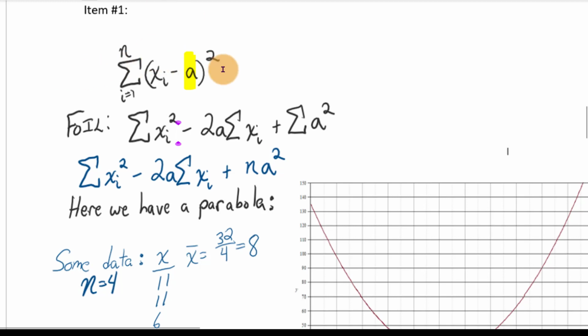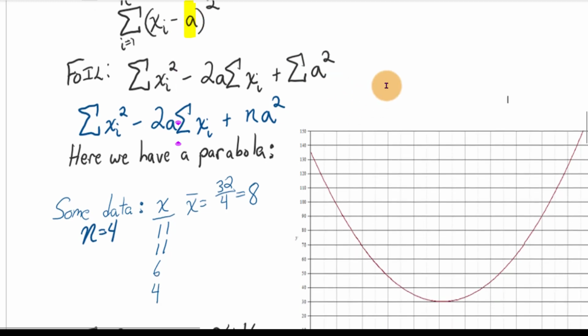So if we take this squared term here and we use the FOIL method, the first, outer, inner, and the last terms, and we add up those terms, then what we get is the sum of xi squared. That's the first. And then when we do the outer and the inner, we're going to end up with minus 2a times the sum of the numbers, the sum of the xi's. And then the last term is the sum of these squared.